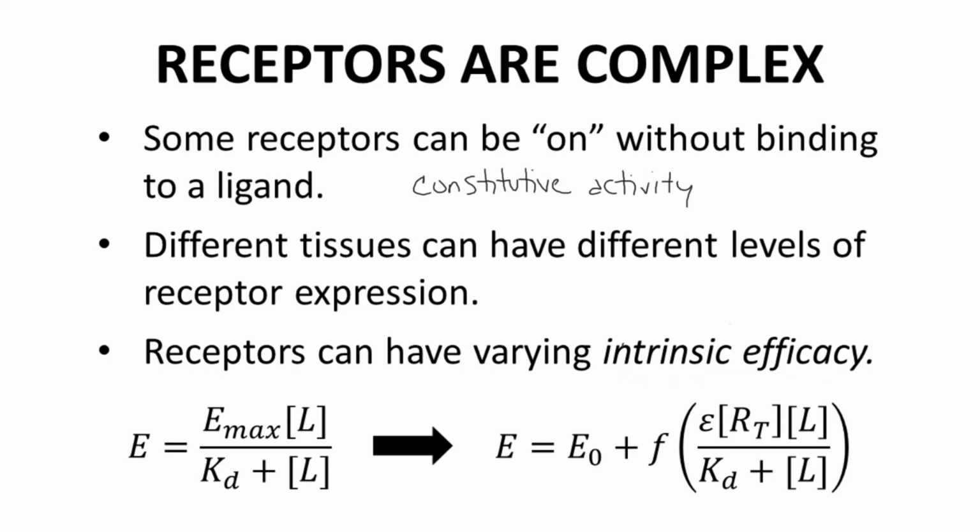With all these factors in mind, this simple occupancy model shown on the left changes into the more complex equation on the right. The E-naught variable accommodates the idea of constitutive activity. We also have a new term for the receptor concentration to address different receptor concentrations across different tissues. Finally, the Greek letter eta takes into account the intrinsic activity of a ligand.